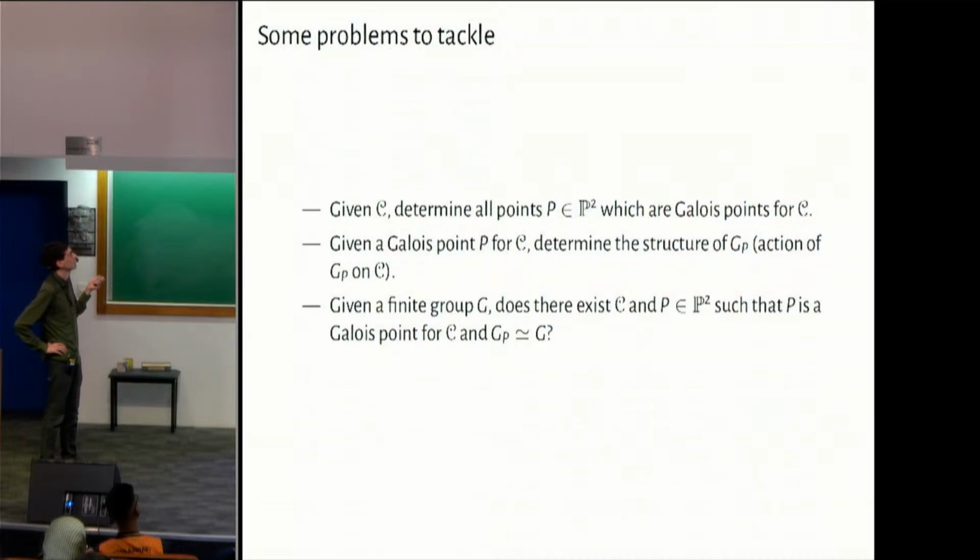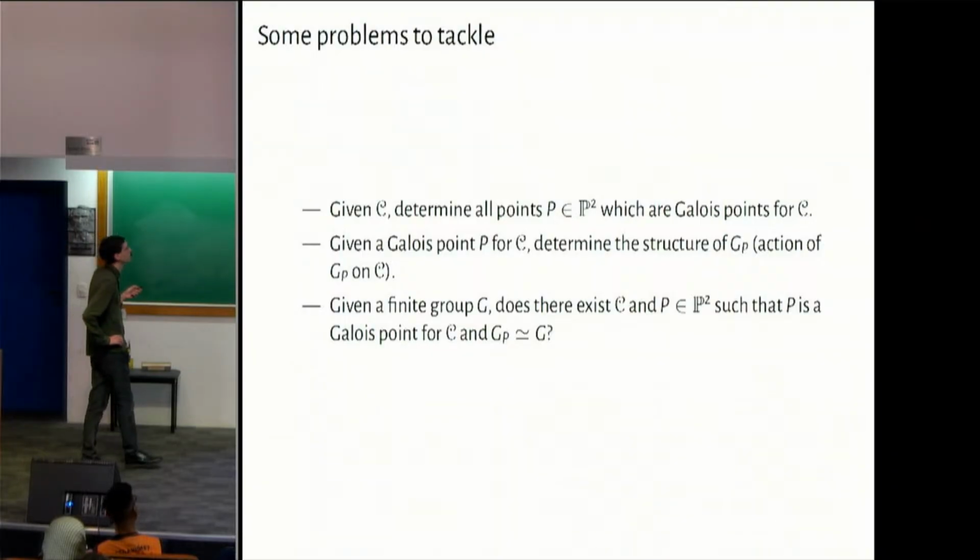And these two here will be what I will be most concerned with. Given a curve C, how to determine all the points which are Galois points for this curve. And given a Galois point for a curve, what is the structure of the corresponding Galois group?